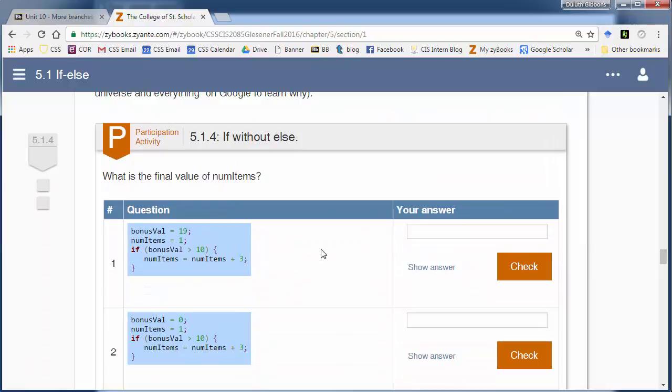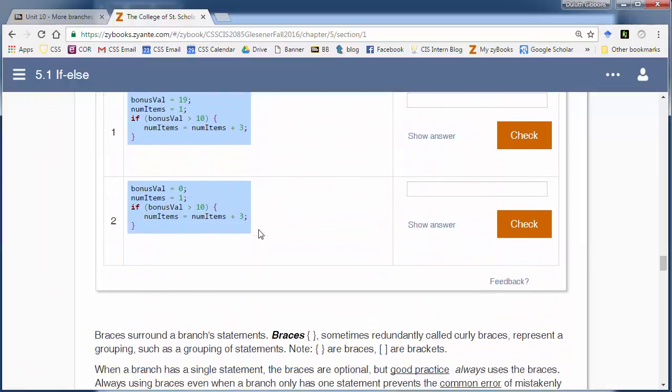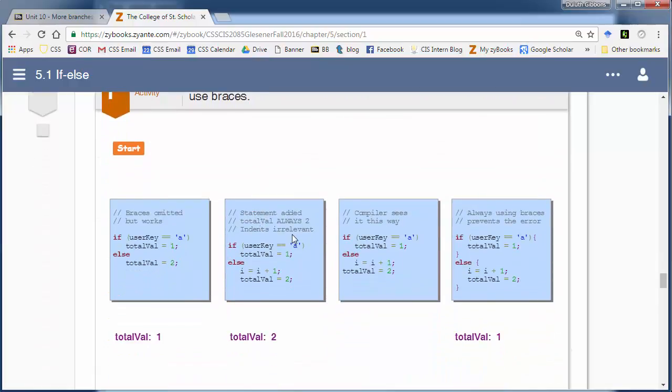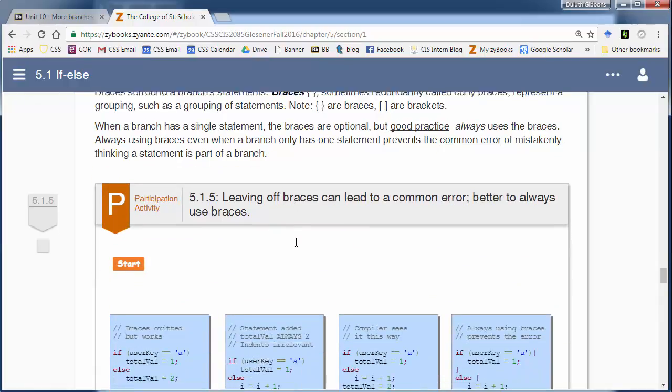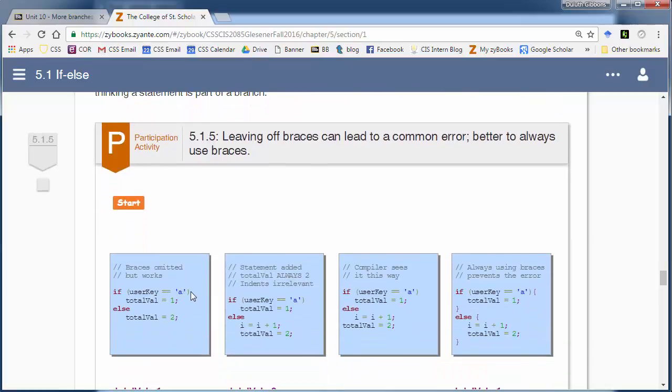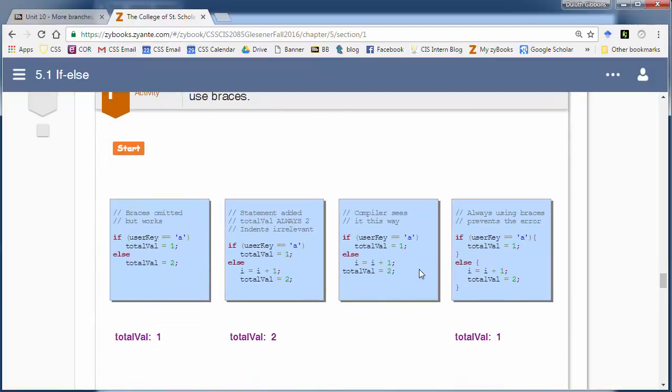Okay, so you'll evaluate some of these if-thens without else's as we go. And then we talked a little bit about this activity of the braces. And the braces are very important. So go through this and look at these values. The braces are actually optional when you write code, but they cause a lot of confusion if you don't put them in. So this shows you some of the confusion that can happen.